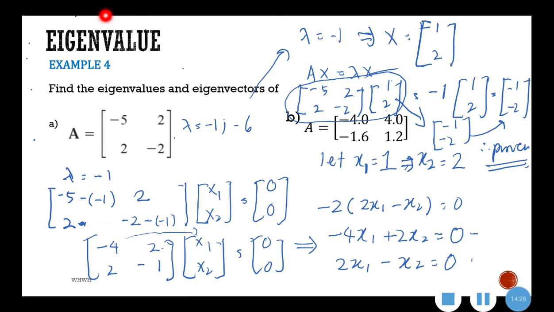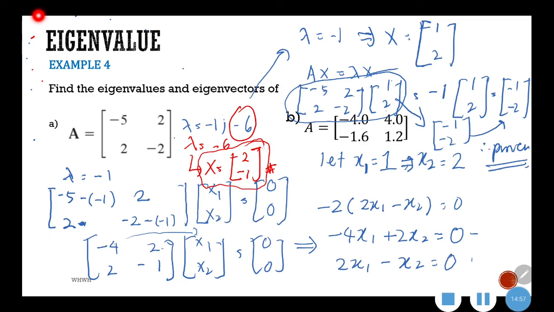buat lah. Untuk -6 you can try on your own. Can you? Okay, you can try on your own. For lambda equals to -6, I'll straight away give you one of the possible answer. Okay, for lambda equals to -6, one of the possible answer, it can be matrix X can be X equals to 2, -1. Ni one of the possible answer. You boleh try, work out on your own and dapat tak? Okay, one of the possible eigenvector for lambda equals to -6 untuk matrix A ni adalah 2, -1.